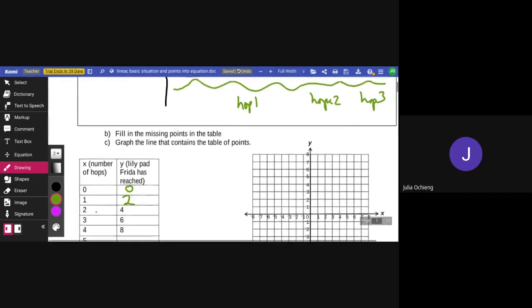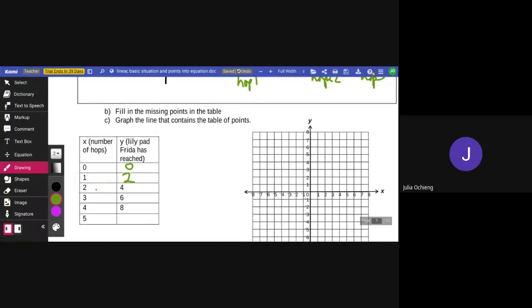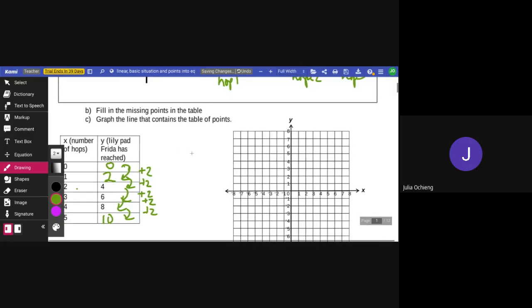And hop number 4, I did not get to draw, but the table shows lily pad number 8. So you should be able to see the pattern that she goes every other one. So she skips to 2, 4, 6, 8, 10. So we're counting by 2s. So you should be able to fill in that point there by following the pattern that she keeps increasing the number of the lily pad by 2. So she goes plus 2, plus 2, plus 2, plus 2, every time.